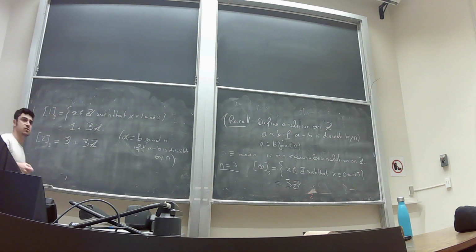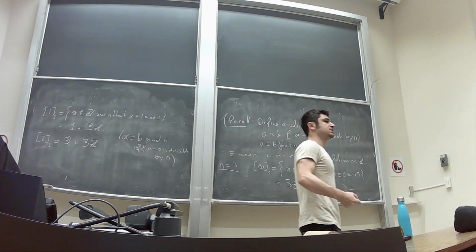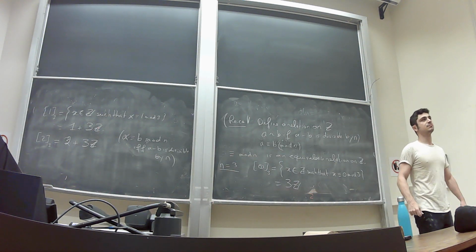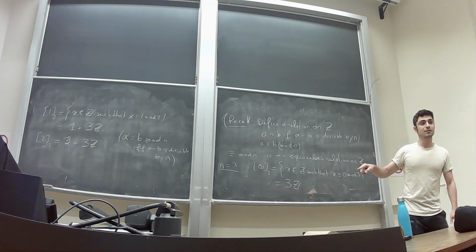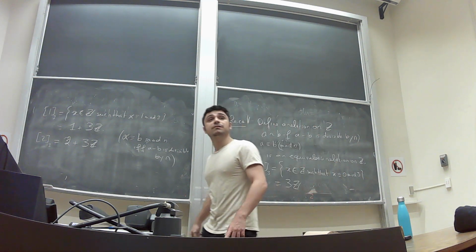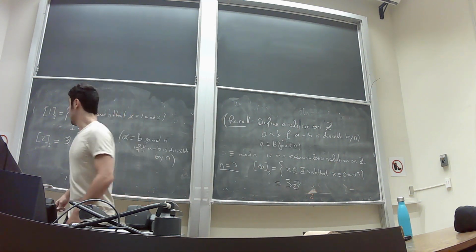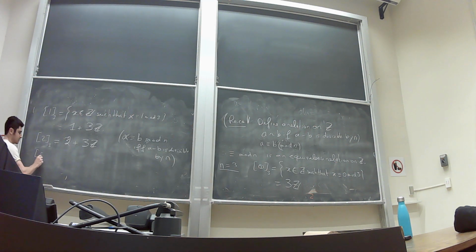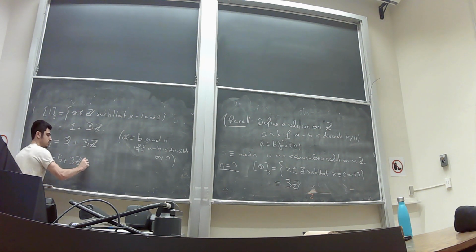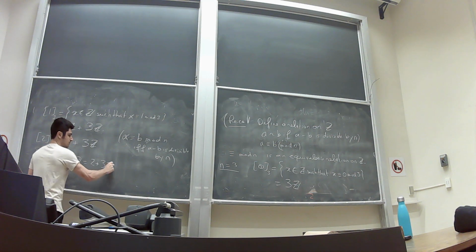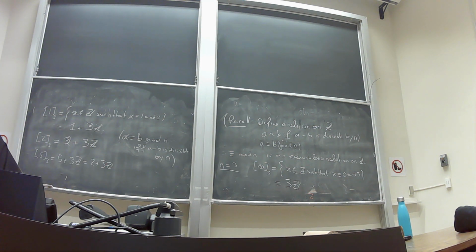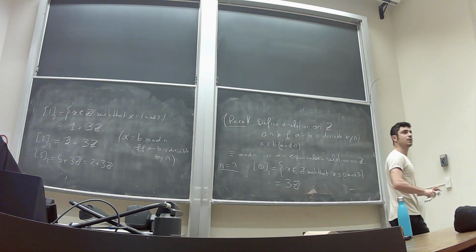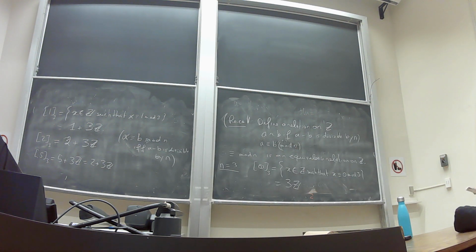Great. Now let's remember the properties of equivalence classes. The equivalence class of 5, what is it? It's 2 plus 3z, right? I mean, it's also 5 plus 3z. It's 5 plus 3z, which is equal to 2 plus 3z. Agree? Everybody? Great. Very nice.